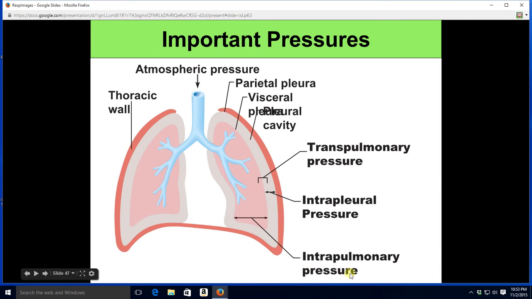Now, the other two pressures are also important. Number two, intrapulmonary pressure. That is the pressure inside your lungs. Sometimes it'll be called lung pressure or alveolar pressure. It is the pressure that's going to change with each breath. You're going to have to make it low in order to breathe in and make it high for you to breathe out. Last but not least is the pressure inside the pleural cavity. That is the intrapleural pressure. We'll deal with that in a moment or two.